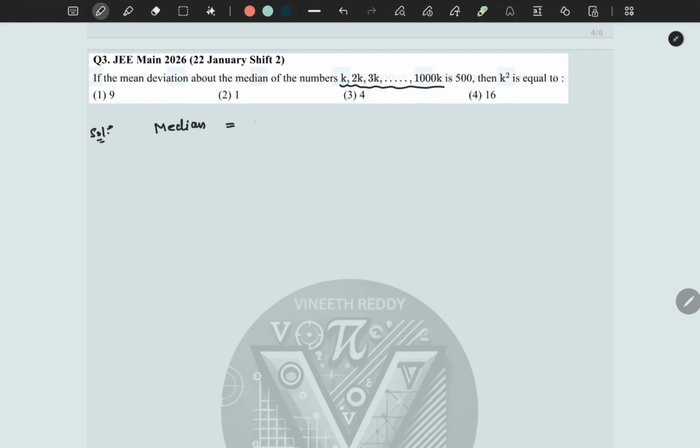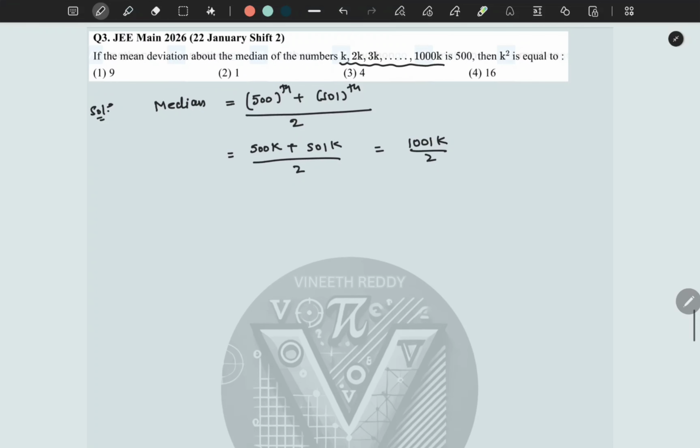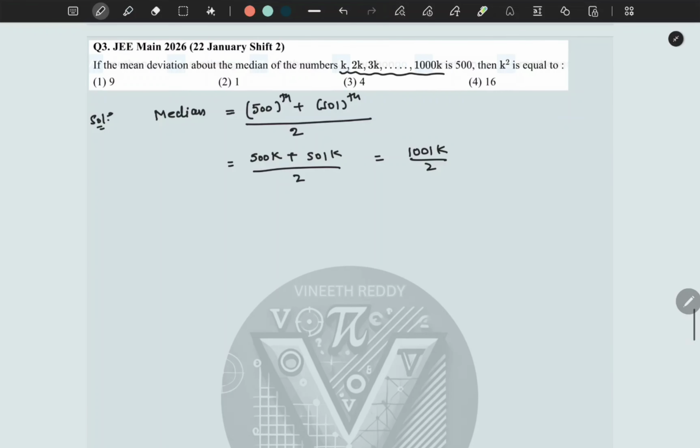That will be n by 2. What is n by 2? That is 500. So the average of the 500th observation and the 501st observation. This is not 500, this is the 500th observation. So what is the 500th observation? That should be 500k, and the 501st observation should be 501k. Divided by 2, that is 1001k divided by 2, which is 500.5k, right?